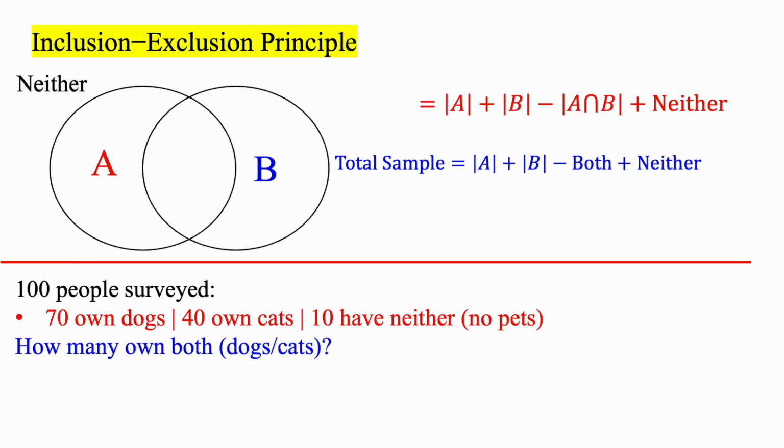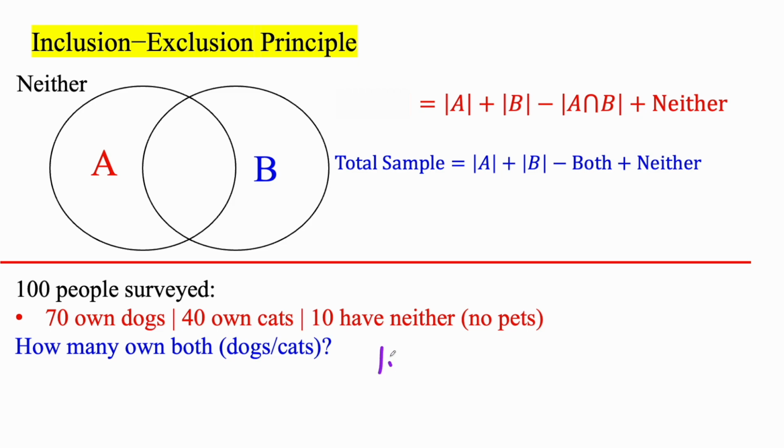Now we could also have a situation where we have neither. Like maybe you survey people whether they have a dog, a cat, but maybe some people have no pets, so they don't have a dog or a cat. So the formula is very similar, except that you add your neither. So this time we surveyed 100 people, 70 own dogs, 40 own cats, and 10 have neither pets. And you want to know how many own both dogs and cats.